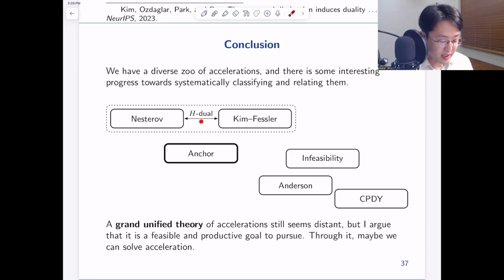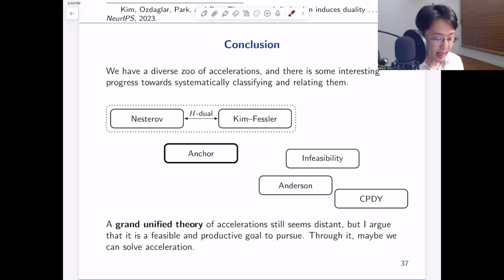And then for anchor acceleration, I drew the box with a more solid, thicker line, because we have this strong characterization through the merging path property, in particular relating the anchor acceleration for minimax and the anchor acceleration for fixed point problems. They're all equivalent in a strong sense through this merging path property. And then there are these other things: infeasibility detection, Anderson acceleration, CPDY acceleration. Those are other things that I hope to get to at some point.